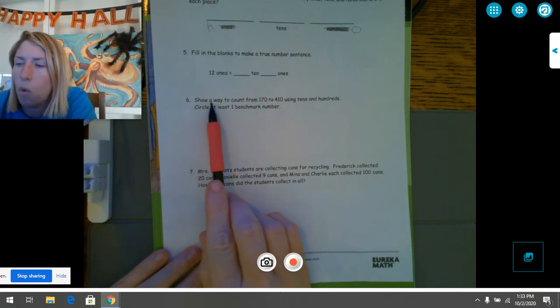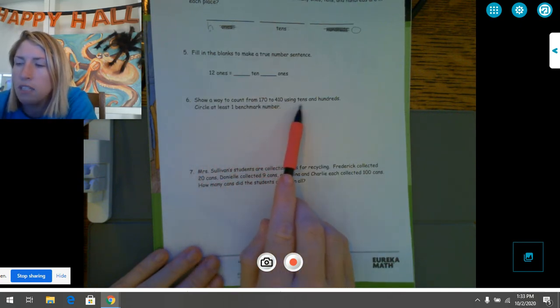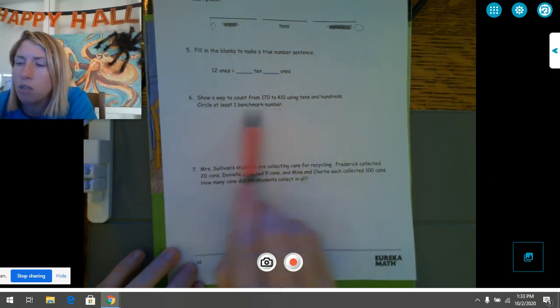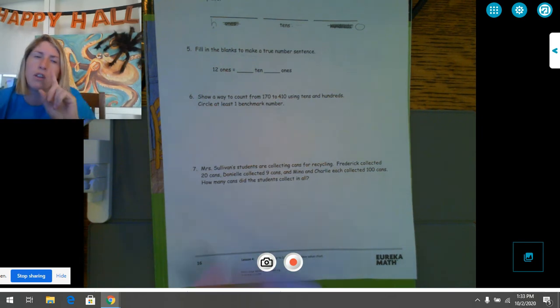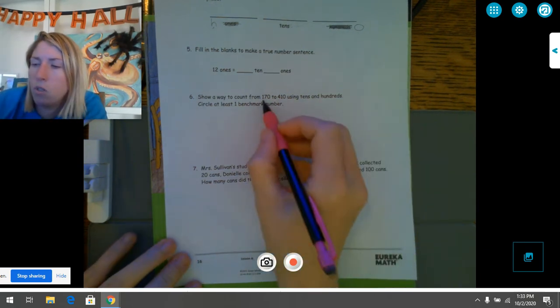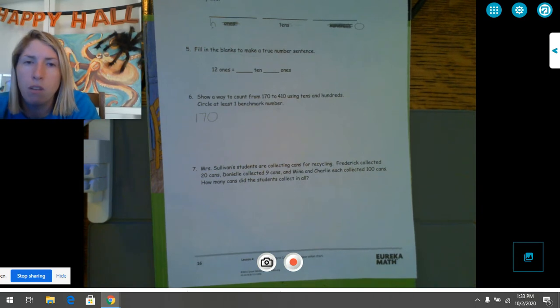Number 6, show a way to count from 170 to 410 using tens and hundreds. Circle at least one benchmark number. So benchmark numbers are those ones that we underlined on the last one when we were counting. Since this is new and maybe hard for some of you, we will do this one together. So 170 is where we're going to start. Go ahead and put that on your paper, and you're not going to write it huge so you have room to fit it all.